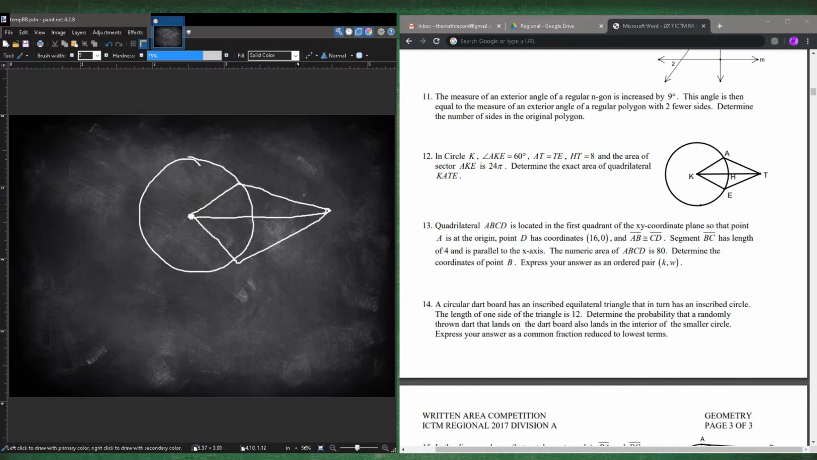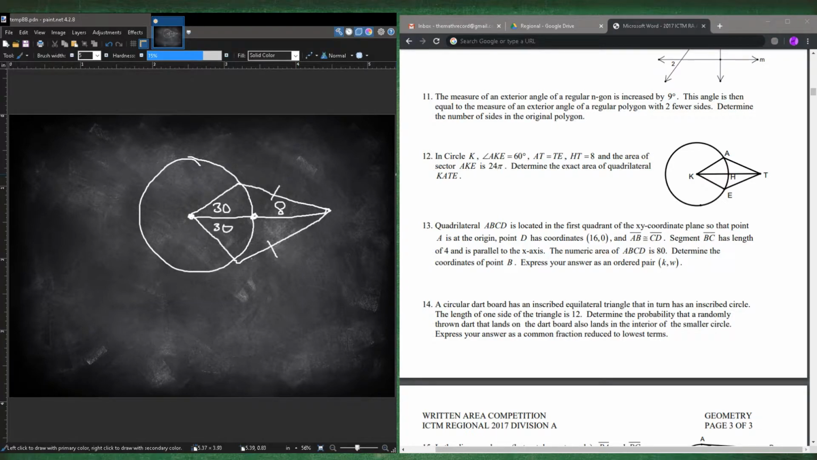We draw a line here. So AKE is 60 degrees. Since this is cut in half, this is 30 and this is 30. And AT is equal to TE, so this line is equal to this line. And HT is equal to 8, so from here to here, this entire length is 8.